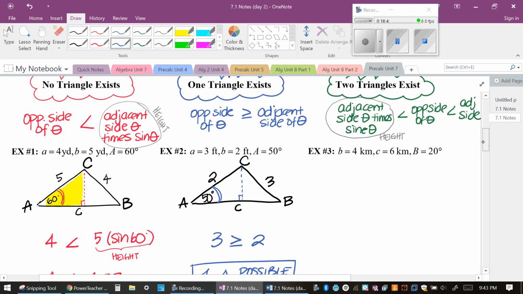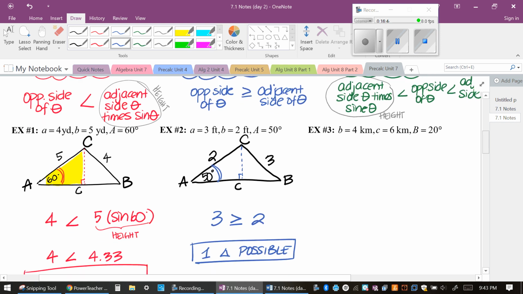Let's draw the next triangle. Remember, you can pause the video at any time, guys. Pause the video at any time, rewind it, replay it, send me a message if you need help.